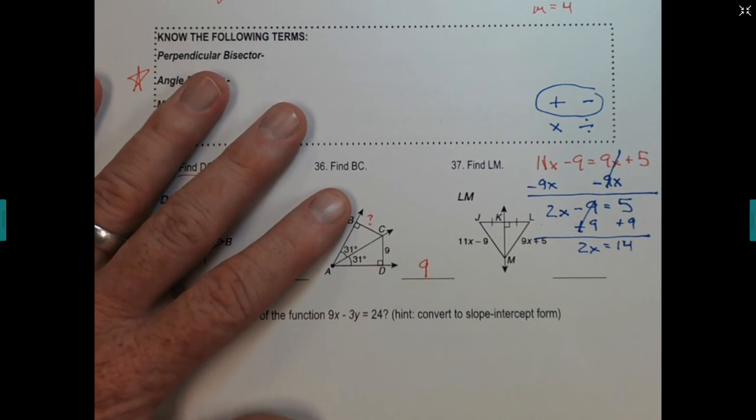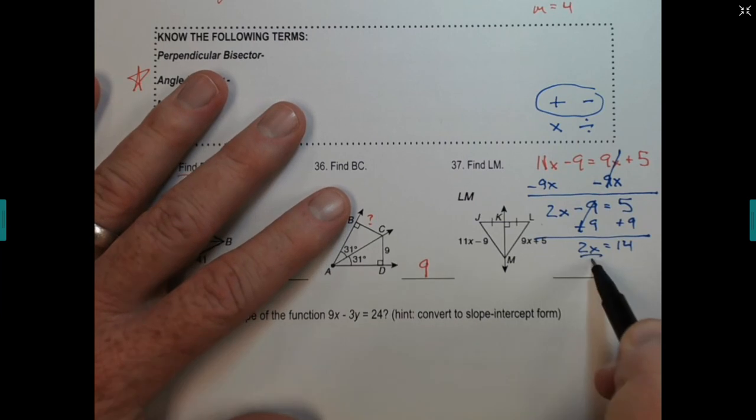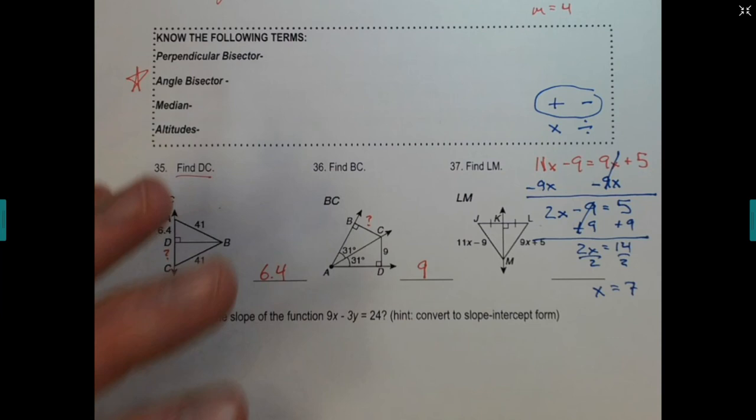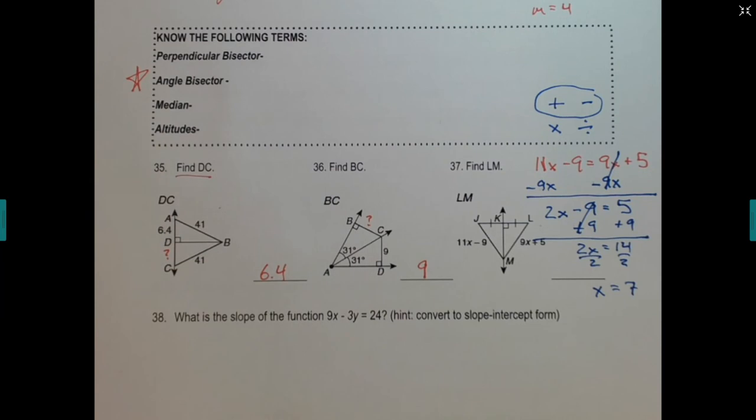What's our next move, Jacob? Literally dividing both sides by 2. That gives us x is 7. Now, Maddox, you said 7 was your answer a long time ago, but that's not the answer to the problem, Maddox. What's the answer to the problem, Maddox?